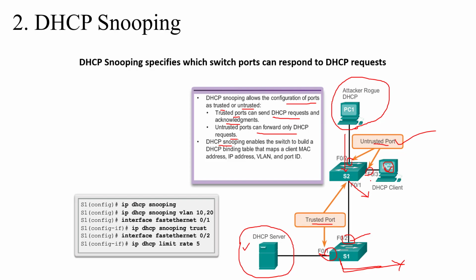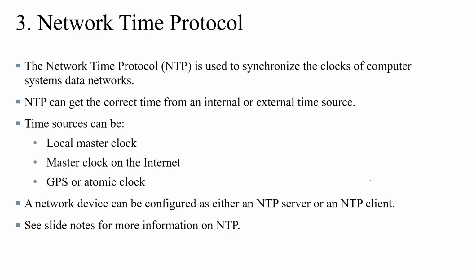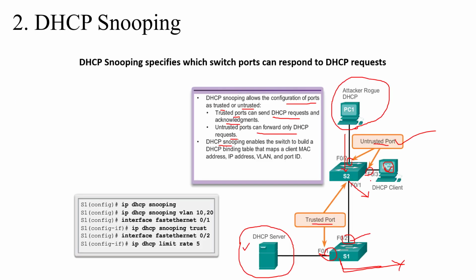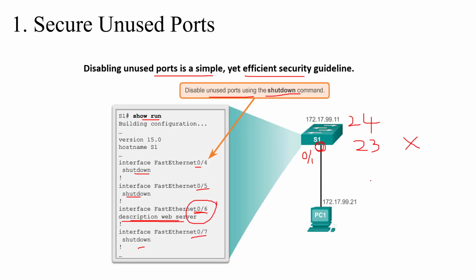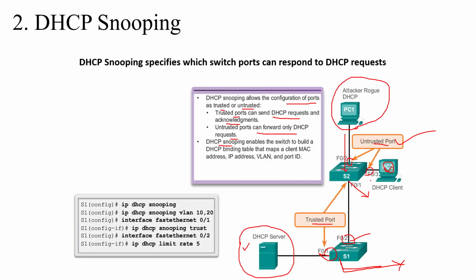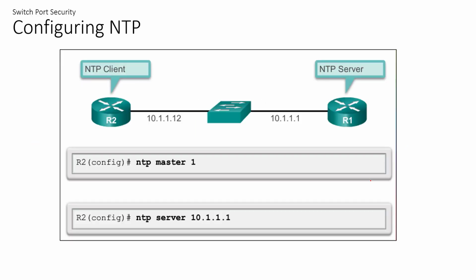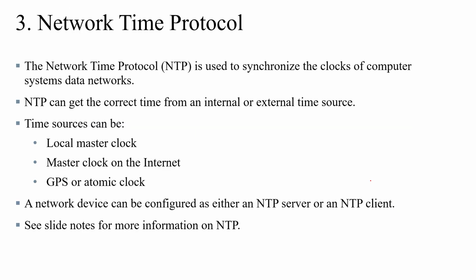We are going for lecture number 9, which is going to be about VLANs. How to create a VLAN and so on, we are going to discuss. Now, the next one is network time protocol. These two, DHCP snooping and securing the unused ports, are the two things in port level security. And the last concept is NTP, network time protocol.